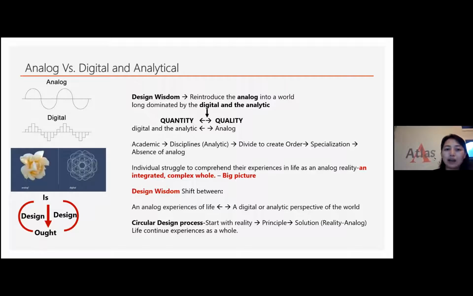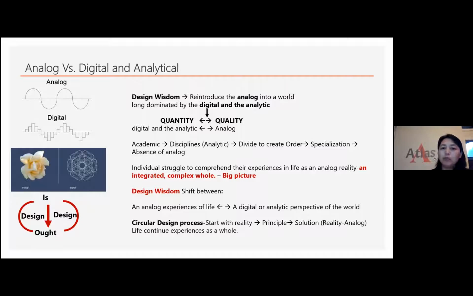And then they say design wisdom reintroduces the analog into the world, besides the digital and analytical thinking we currently use in the Western world. And I think digital and analytical is more about quantity, while analog is more about quality. It's about how we divide time into zones, but it has nothing to do with the quality of the time.